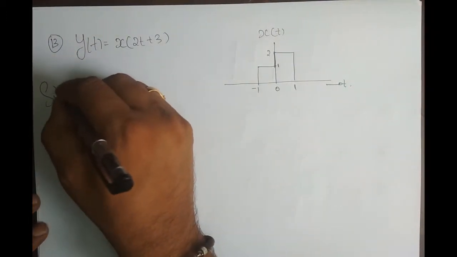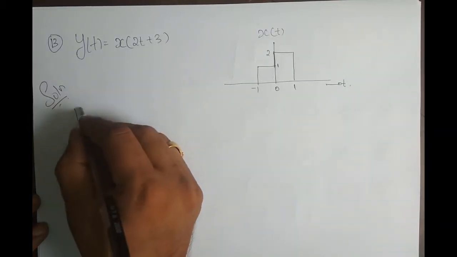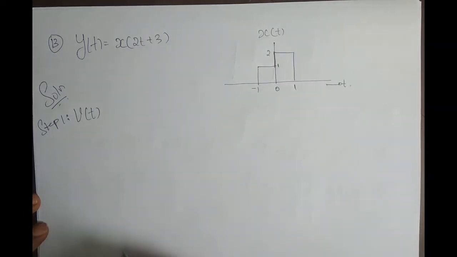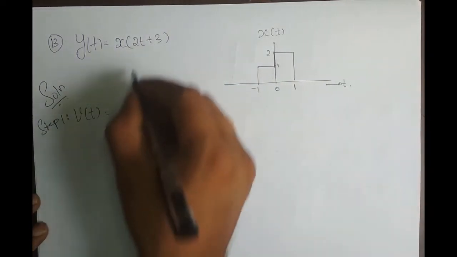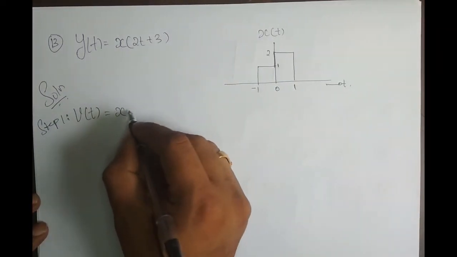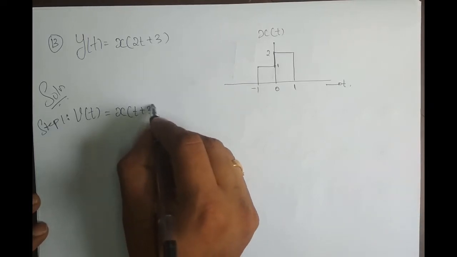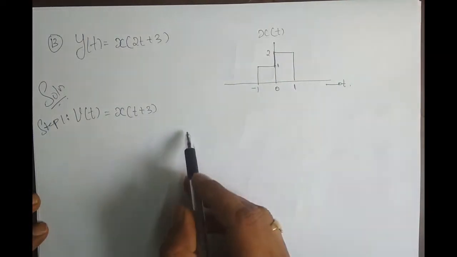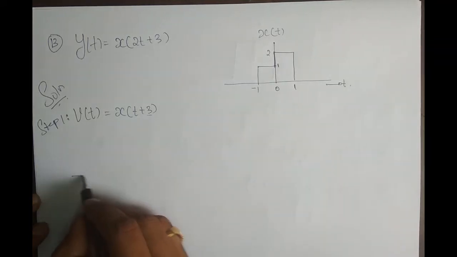Solution. First I have to get the intermediate signal v of t. This is step 1. What is v of t? v of t involves only shifting of the signal x of t, that is x of t plus 3. While shifting, ignore the scaling part. What I need is just x of t plus 3. Now if this is x of t, what is x of t plus 3? x of t is shifted left 3 times, right? So we will do that.